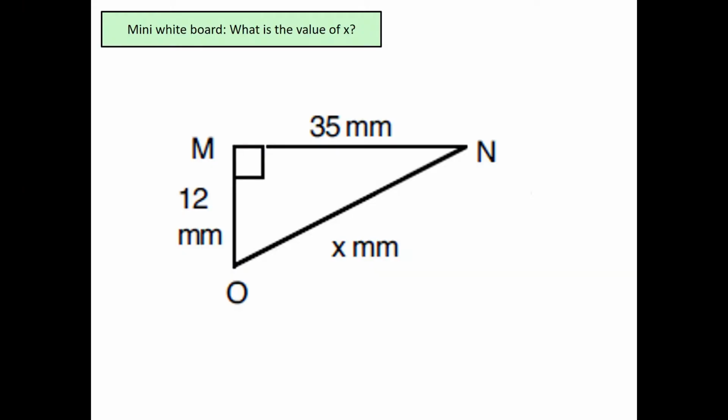Have a go at this question. Pause the video. The answer you should have got is 37 millimeters. So square 35, square 12, add them together, and then square root your answer.